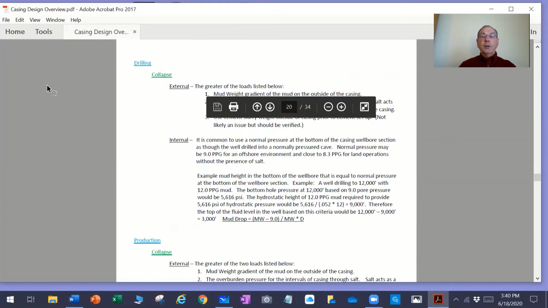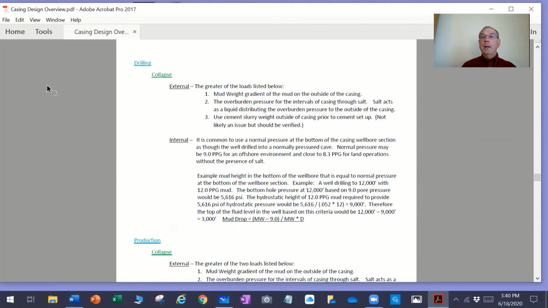Now, I'm going to switch to collapse. So if we take a look at the drilling load case for collapse, for the external pressure, we're going to use the higher of the pressures in this list. Number 1 is the mud weight gradient on the outside of the casing. I've already mentioned when you're doing burst, you use pore pressure on the outside. When you're doing collapse, you use mud weight. So we will use mud weight on the outside of the casing.